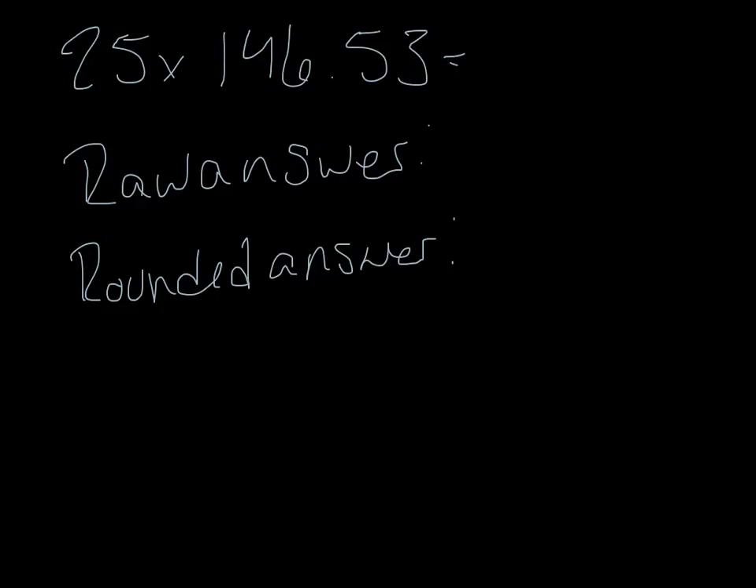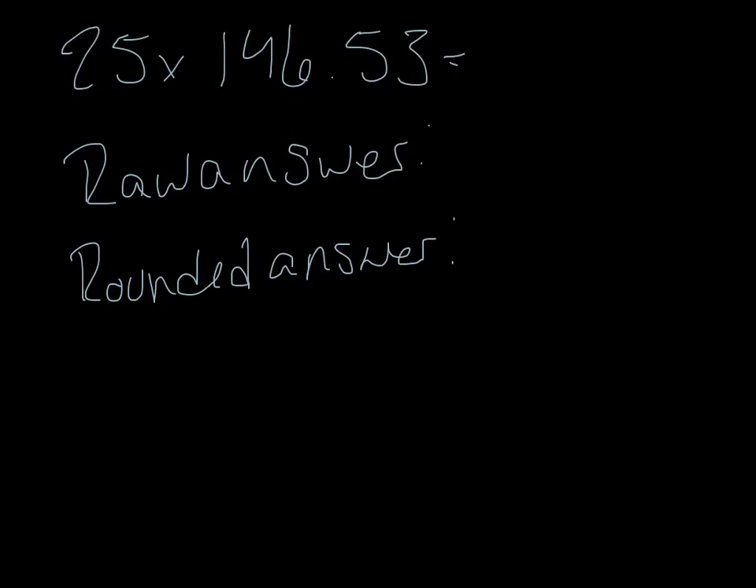Here comes another one. So before I get into explaining this, you are actually going to do the first step here. We have 25 times 146.53. Take a moment, hit pause, identify how many sig figs are in 25, how many sig figs are in 146.53, and then therefore how many sig figs will our final answer have when rounded. Let's see how you did.